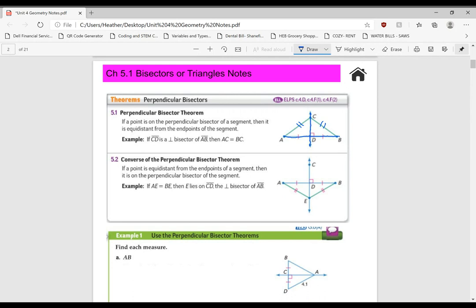The next theorem says converse of the perpendicular bisector theorem. If a point is equidistant from the endpoints of a segment, then it is on the perpendicular bisector of the segment. If AE and BE are equal, then E lies on CD, the perpendicular bisector of AB. So the vertex E is on this line.